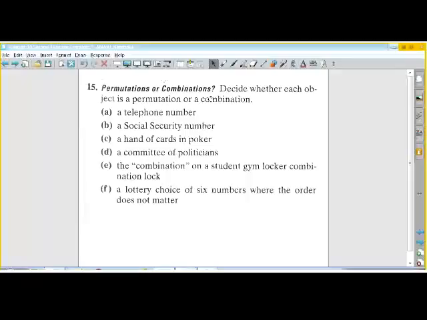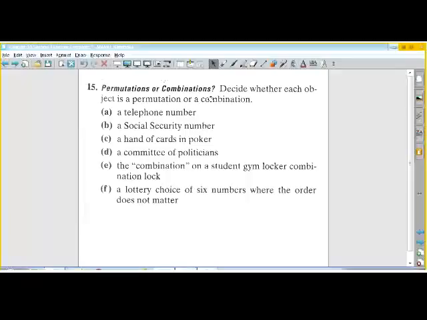Now, if you choose playing hands of poker, is two aces and 3 sevens the same as 3 sevens and 2 aces? Yeah. When you're dealt a card, you may order them for convenience, but the order that you put them in your hand is not going to affect the value of the hand.